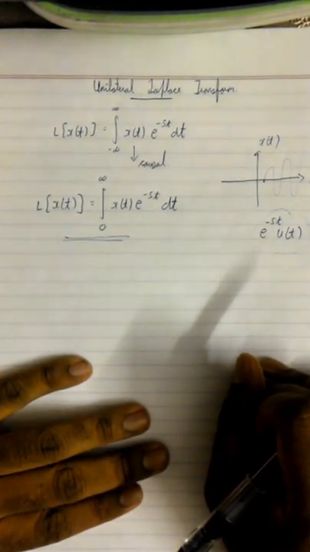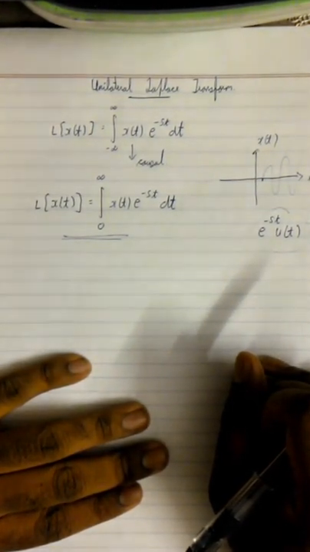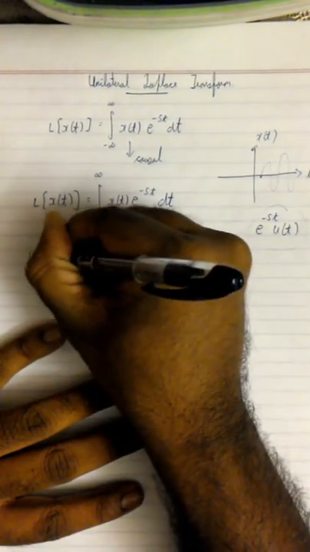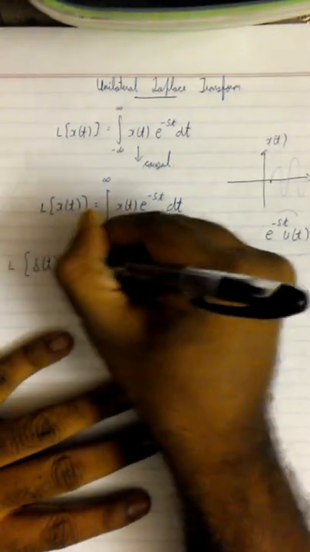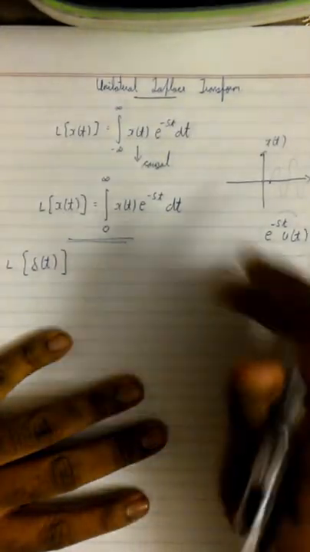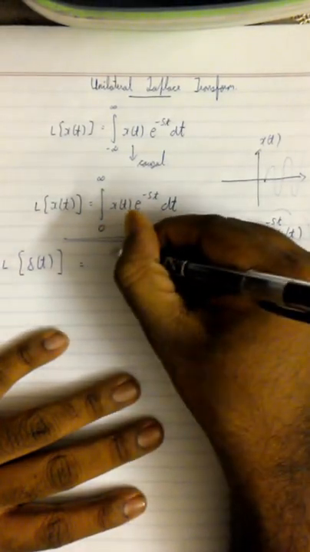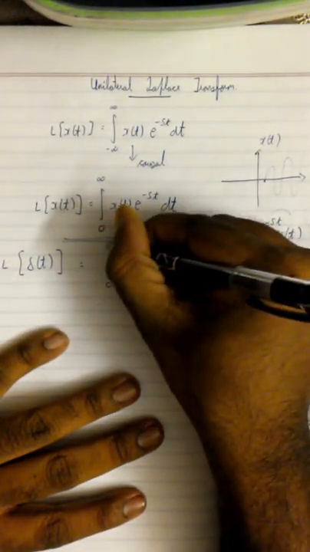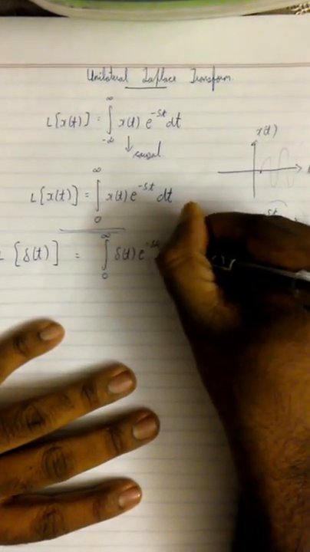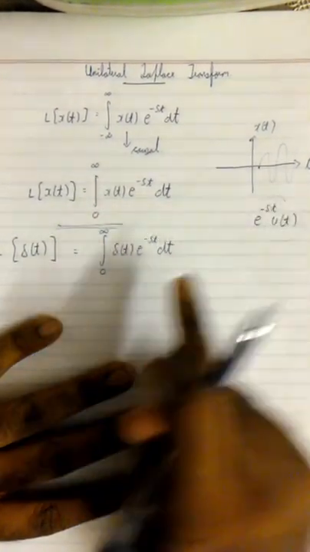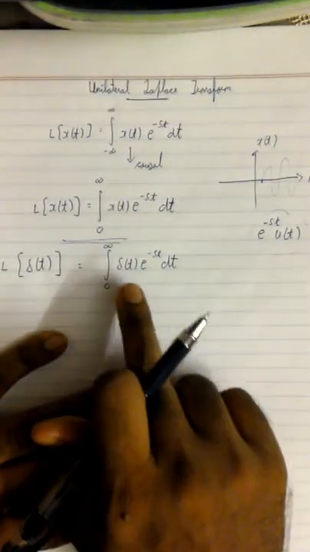So let's start with the unit impulse. Suppose I want to find the unilateral Laplace transform of the unit impulse signal del of t. So how do I find it? This is equal to the integral from 0 to infinity of del of t into e raised to minus st dt. This is the equation. We know the property of del of t.